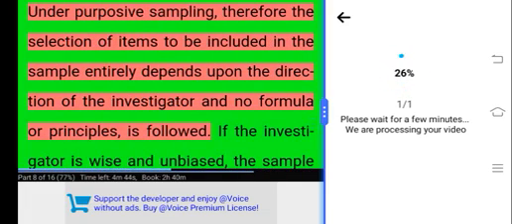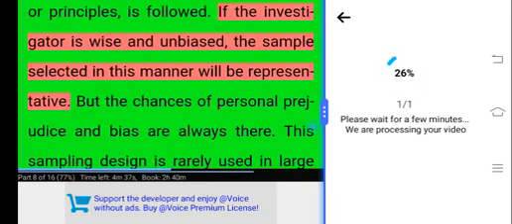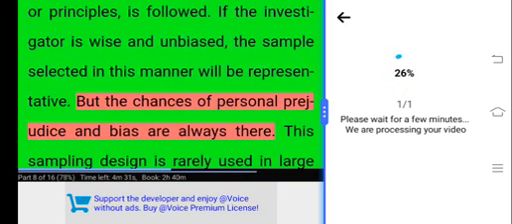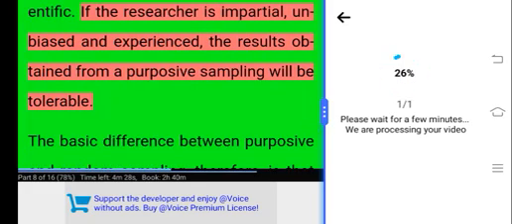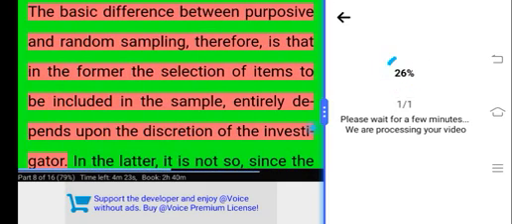Under purposive sampling, therefore, the selection of items to be included in the sample entirely depends upon the direction of the investigator and no formula or principles is followed. If the investigator is wise and unbiased, the sample selected in this manner will be representative. But the chances of personal prejudice and bias are always there. This sampling design is rarely used in large inquiries. This method is not at all scientific. If the researcher is impartial, unbiased and experienced, the results obtained from a purposive sampling will be tolerable.